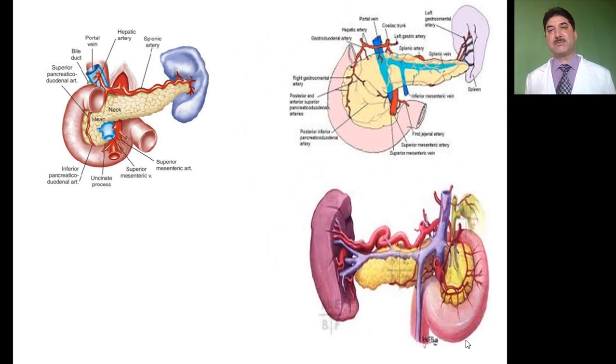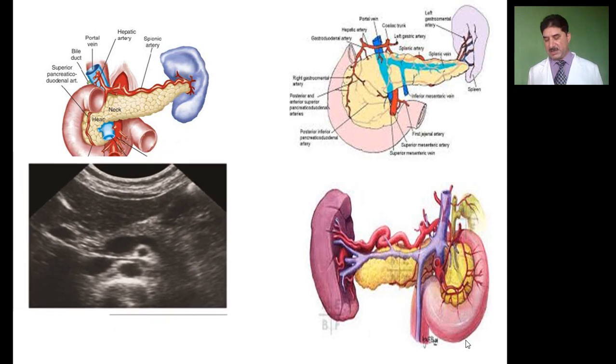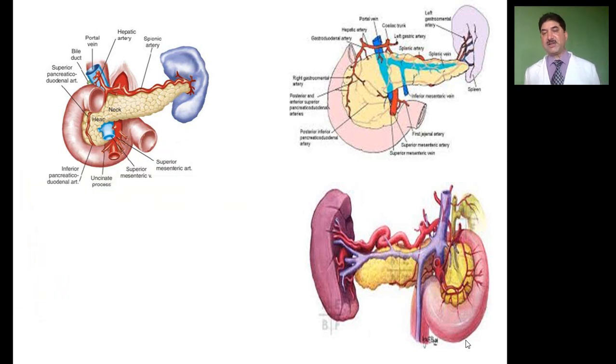The splenic vein passes through the substance of the pancreas, joined by the superior mesenteric vein to form the portal vein. Between the inferior border of the pancreas and the uncinate process lies the superior mesenteric artery, which acts as a landmark for the pancreas. In sonology, it is said that the body of the pancreas wraps around the splenic vein. Now, if we go posteriorly, we find that the splenic vein joins the superior mesenteric vein to form the portal vein.